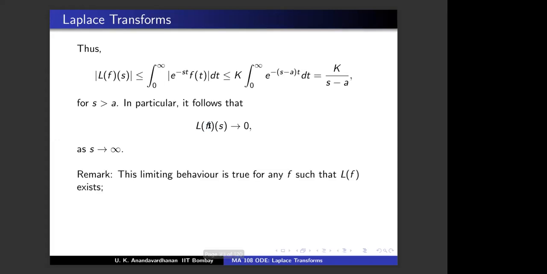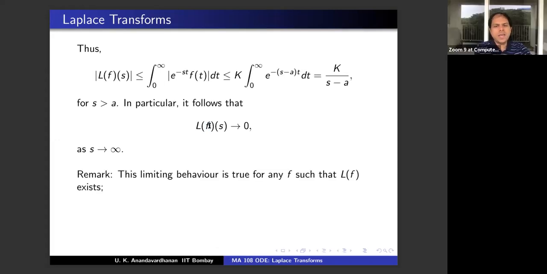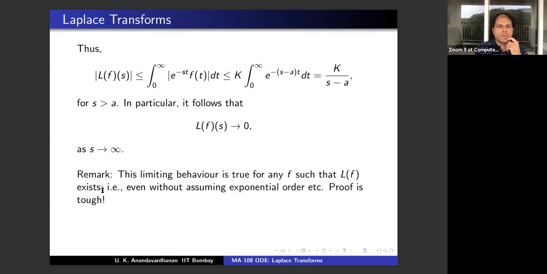Important remark: this limiting behavior is true for any f such that LF exists. You don't need piecewise continuity with exponential order. Whenever LF exists, this property is true: the limit of LF(s) as s going to infinity is 0. Even without assuming piecewise continuity, exponential order, etc. The proof is tough. We have already proved it under that assumption. In general, the proof is difficult, so we won't do it, but you can always take this for granted.